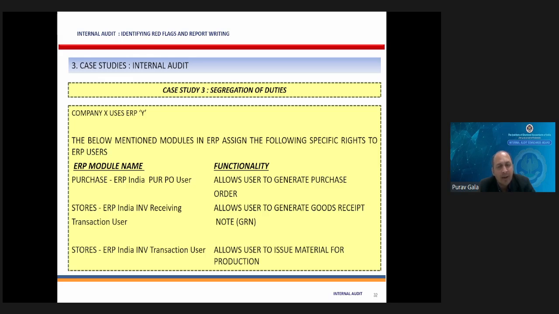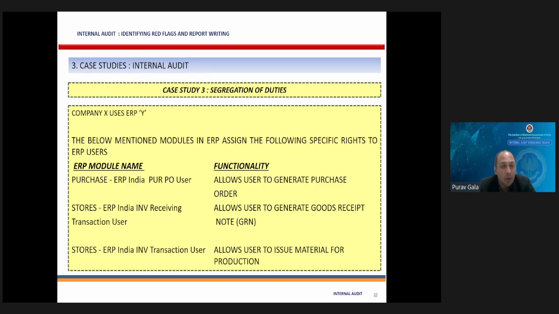I will demonstrate through an example how you can unlock value, or how you can get some data to probe further and investigate what kind of red flags can potentially come. Again, a hypothetical illustrative example for all of you. We have a module called the purchase module, maybe for the PO user. It allows the user to generate a purchase order.